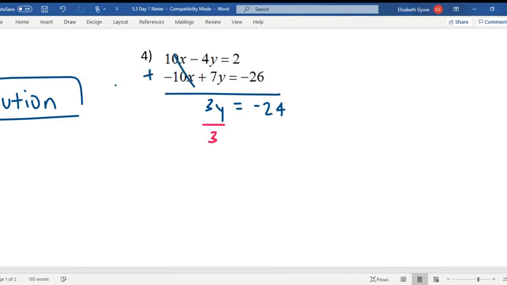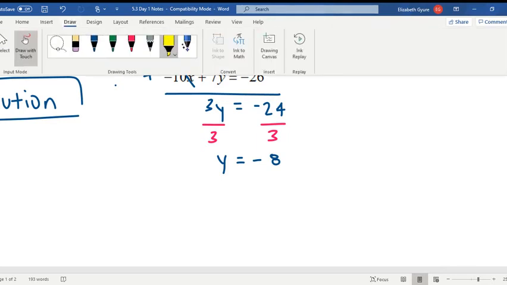Yep. Divide both sides by 3. Now here's the place where I saw a lot of mistakes. What is a negative divided by a positive? A negative. This should be a negative 8. So for y, you should have gotten negative 8. Someone at home, now that I know y is negative 8, what do I do with it to find x?